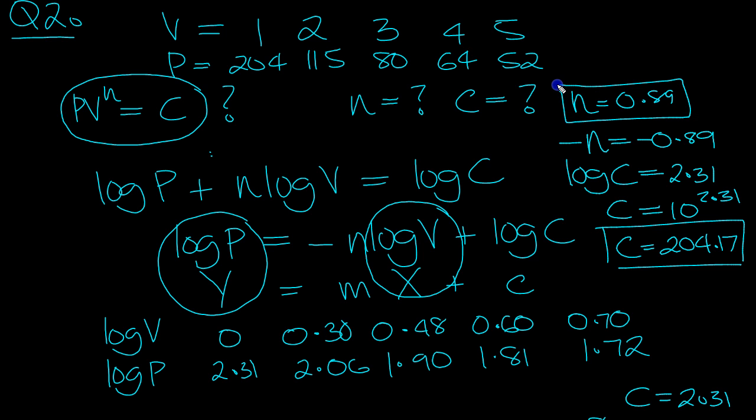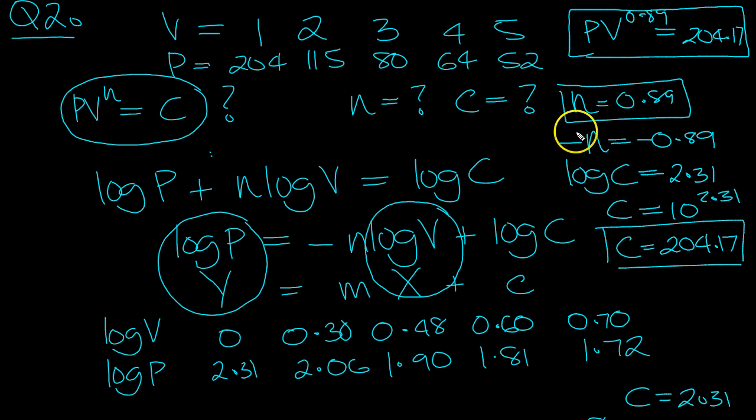So we've got these values then from the graph. So we can see that PV to the power n, so P times V to the power 0.89, this is the law that we've got from the observed data, is equal to 204.17 for this particular gas. And we could use that when we're looking at problems involving this gas.